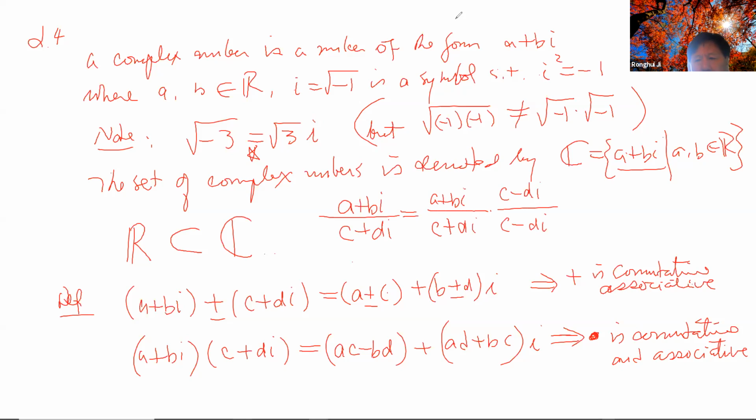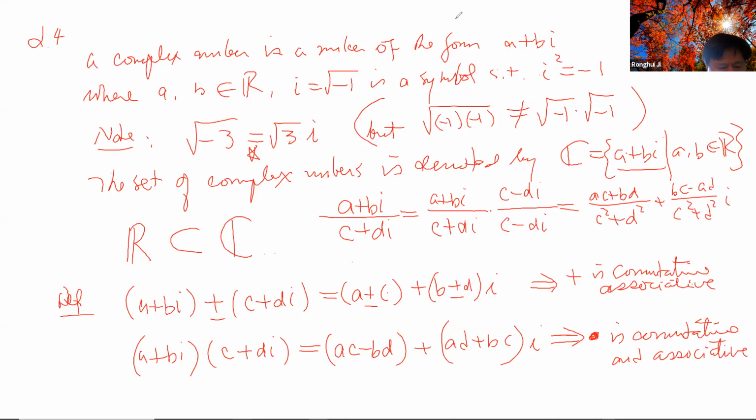Okay. And therefore, multiplying the top, you get (ac + bd) over (c squared plus d squared), plus (bc minus ad) i over (c squared plus d squared). So this is just a combination of the multiplication property.